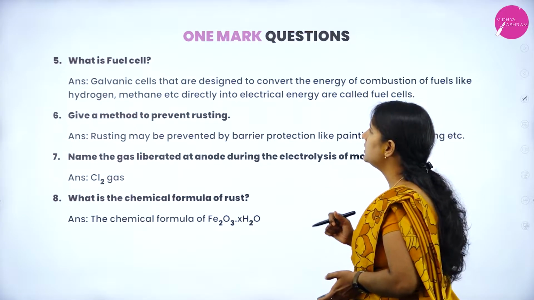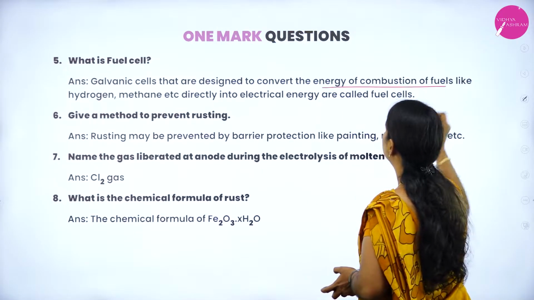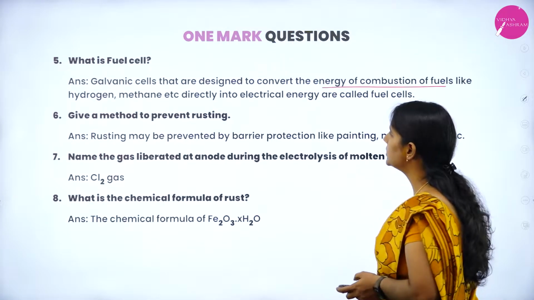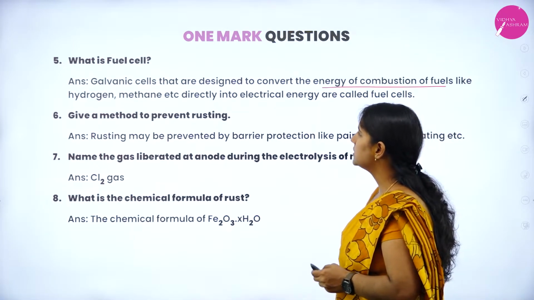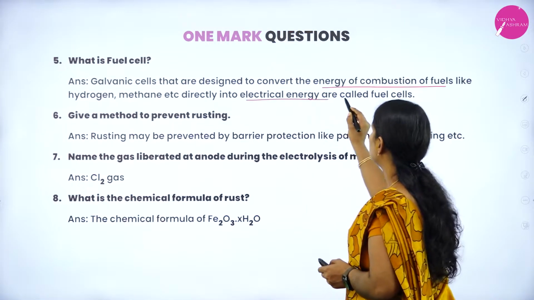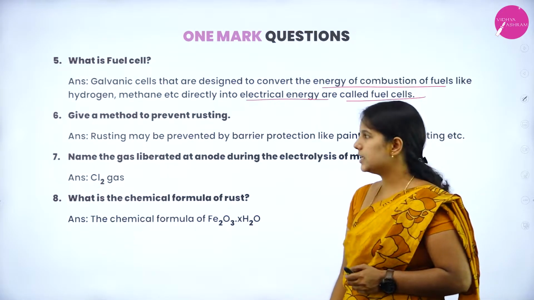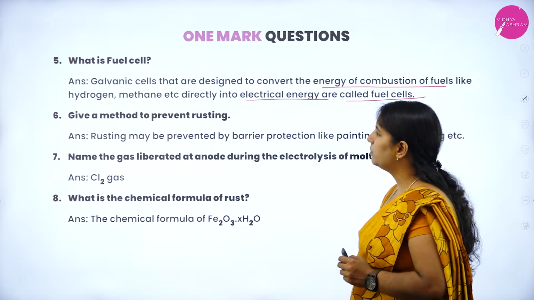The galvanic cells that are designed to convert the energy of combustion of fuels like hydrogen, methane, etc., directly into electrical energy are known as fuel cells. Then, give a method to prevent rusting.